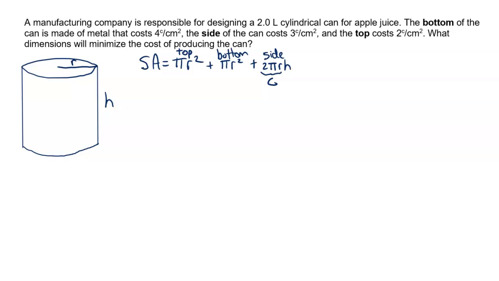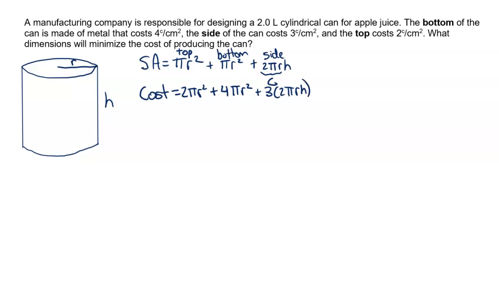Now if we're trying to put that in terms of cost, I can put that in terms of cost in dollars, or I can put that in terms of cost in cents. I'm going to do cents. They're both going to work out the same way for the correct answer, whether you do dollars or cents. But cents is just an easier way to do it because we're dealing with whole numbers instead of decimals. The bottom of the can, let's start there, is 4 times pi r squared, 4 cents. The top of the can was 2 cents, 2 times pi r squared. And the sides of the can was 3 cents, so 3 times 2 pi r h.